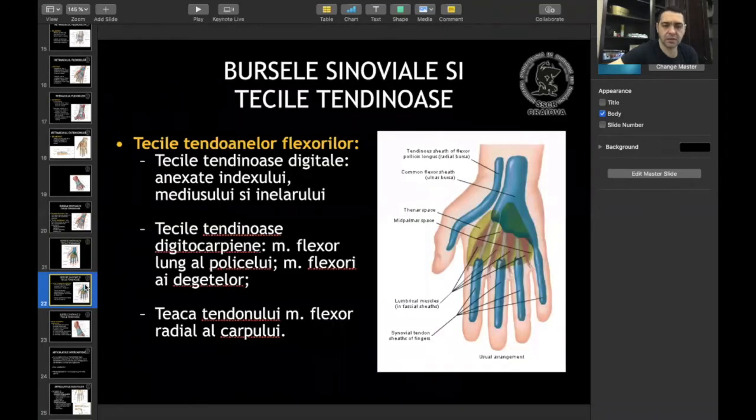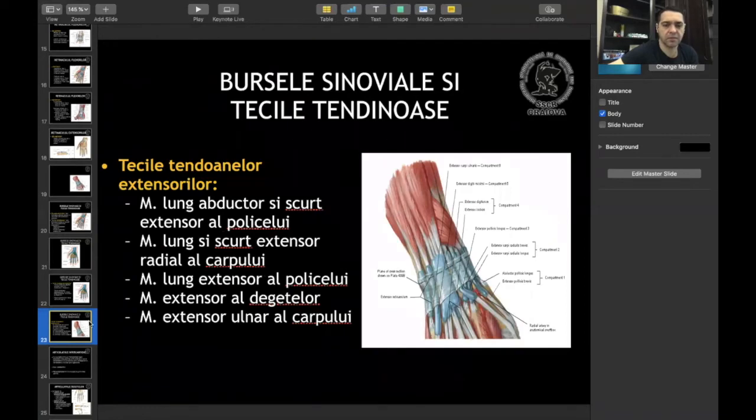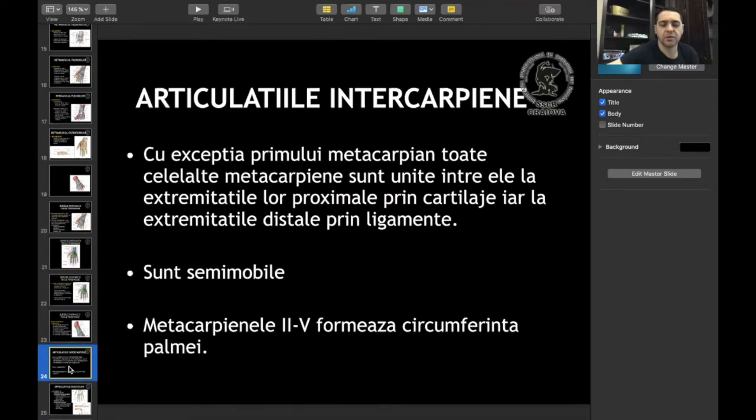As we can see later, there is also an infectious pathology of these sheaths. It's called tenosynovitis, but we will talk about it at the right time. Also, for the extensor tendons, we can see here with the blue ones, there are 5 compartments regarding these sheaths. I think it's correct. The spelling, I don't know if it's correct, but I hope it is.